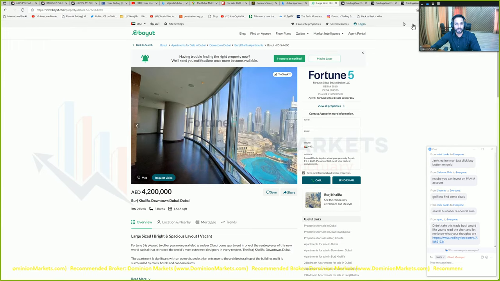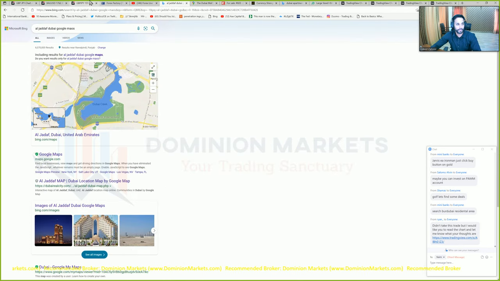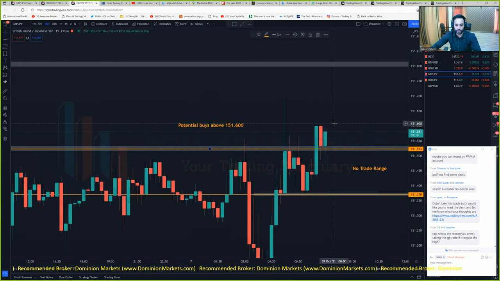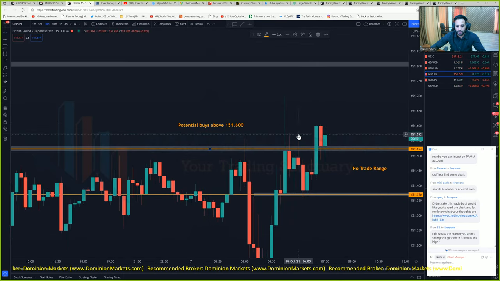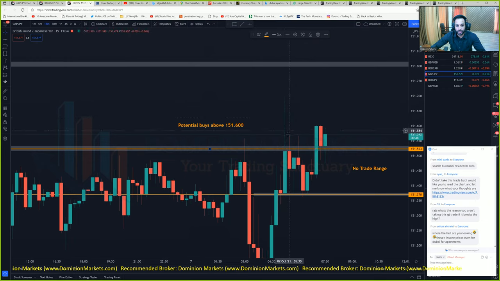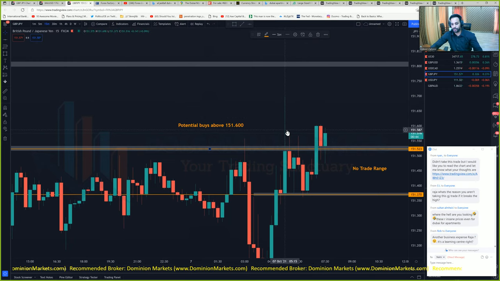Still not here, 151,600. Didn't take this trade, but I would like you to read the chart and let me know what your thoughts are. Let's take a look at this chart here. Did the rejection wick at the top put you off an entry? Yes. Would you have entered on a strong bullish close? Yes. I was waiting for the candle to close. That's it, because this whole area is a rejection area we talked about. Just waiting for the candles to close.